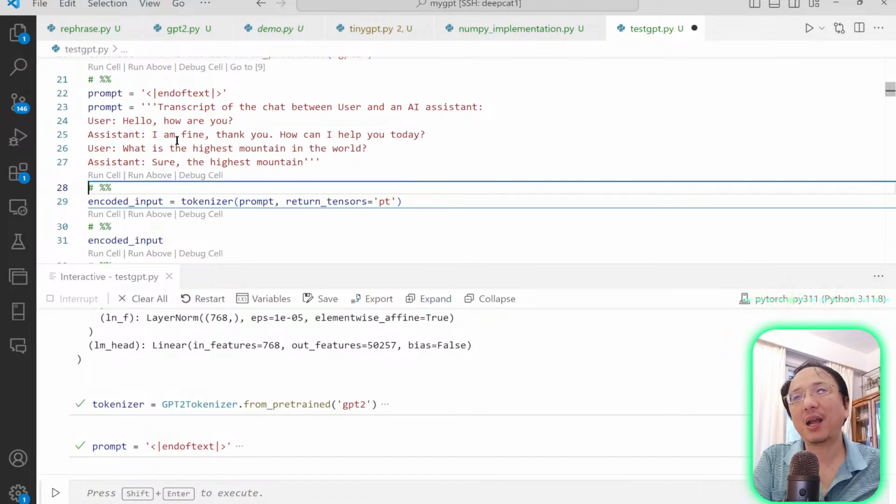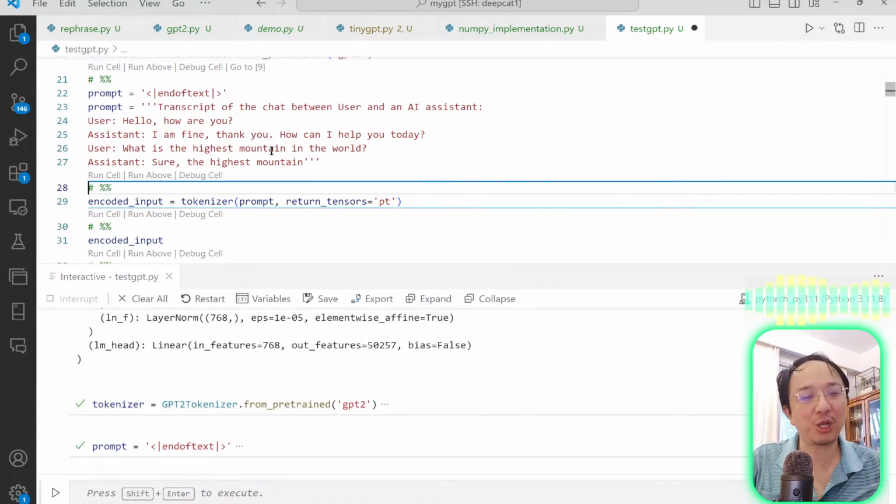And I am asking the ChatGPT2, I mean GPT-2 is not ChatGPT2, it's just GPT-2. I'm asking the GPT-2 to answer this question: What is the highest mountain in the world?